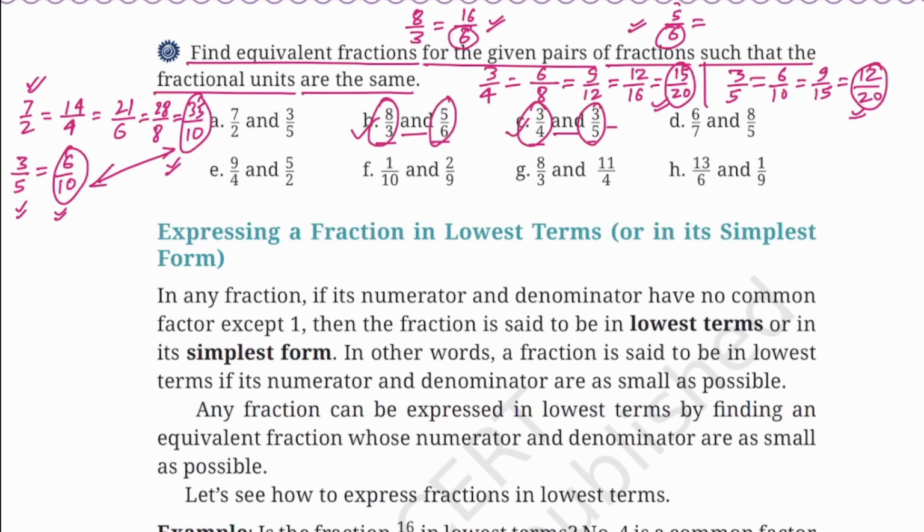You can directly say that since 3 is distributed in 4 and 3 is distributed in 5, 3 distributed in 4 will be larger than 3 distributed in 5. Similarly, you can try D, E, F, G and H.